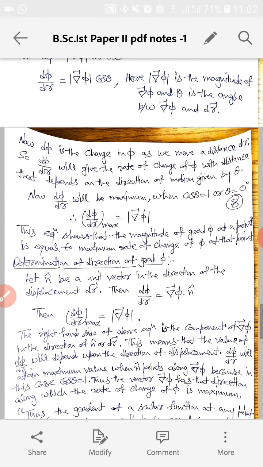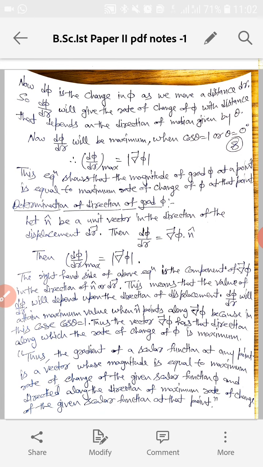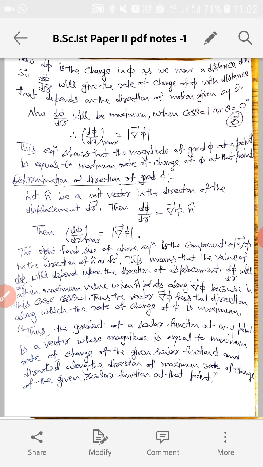This value will be maximum when θ is 0, because cos θ is 1. So from the above equation, (dφ/dr) maximum is equal to the magnitude of the gradient of φ. So from this equation we can define the magnitude of the gradient of φ at a particular point: the magnitude of the gradient of φ at a point is equal to the maximum rate of change of φ at that point.